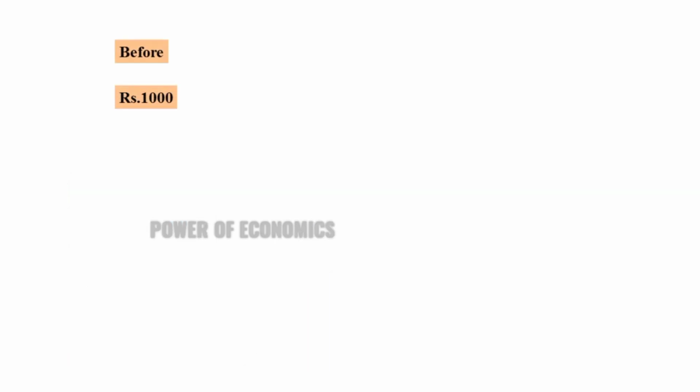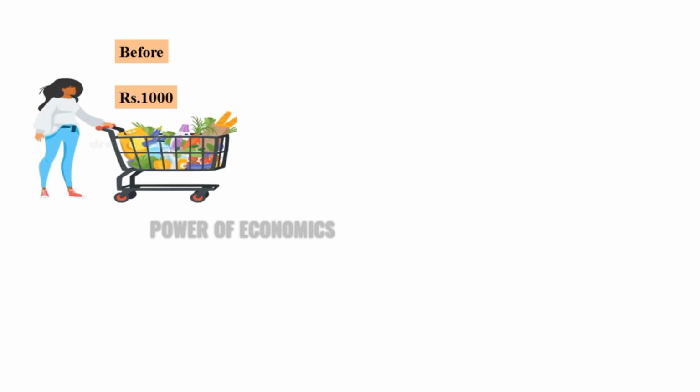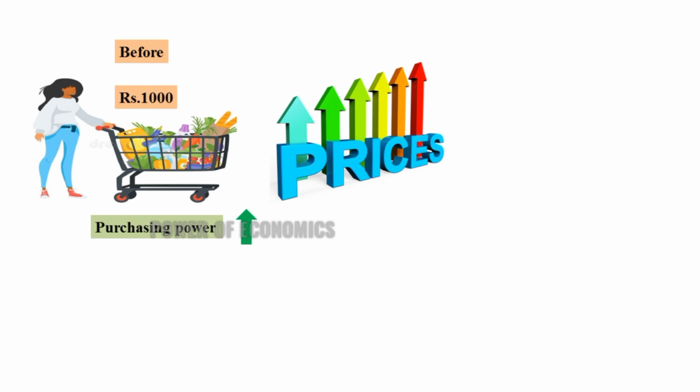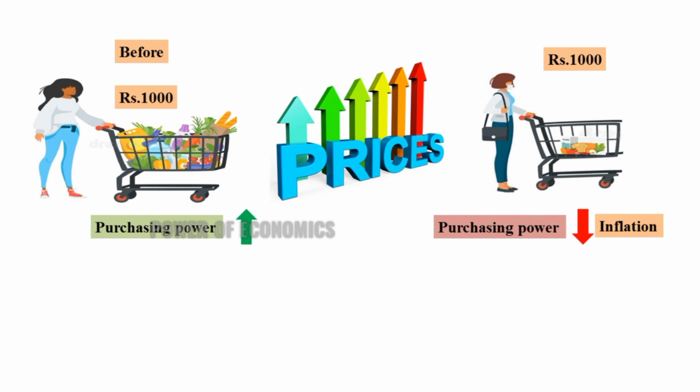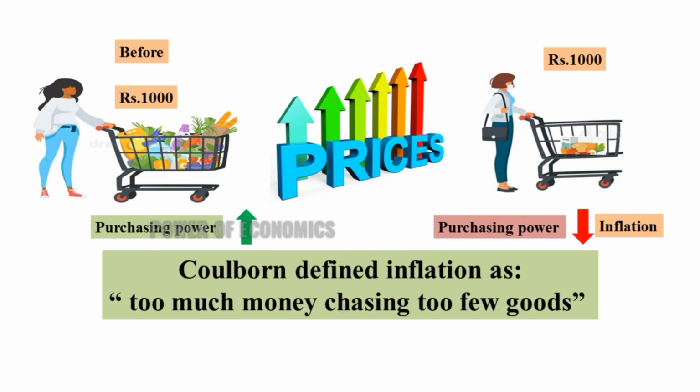Before inflation, for rupees 1000, a consumer can consume a cart full of commodities. Therefore, there is an increase in the purchasing power of the consumer. When there is an increase in the prices, that is during the inflation, for rupees 1000, very few goods could be consumed. Therefore, there is a decrease in the purchasing power of the consumer. This is what is defined by Colborn as too much money chasing too few goods.